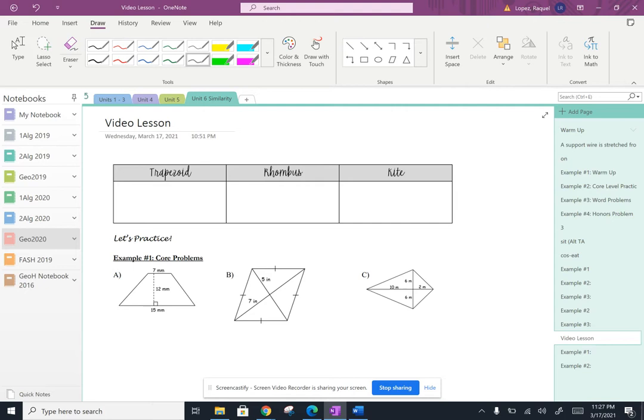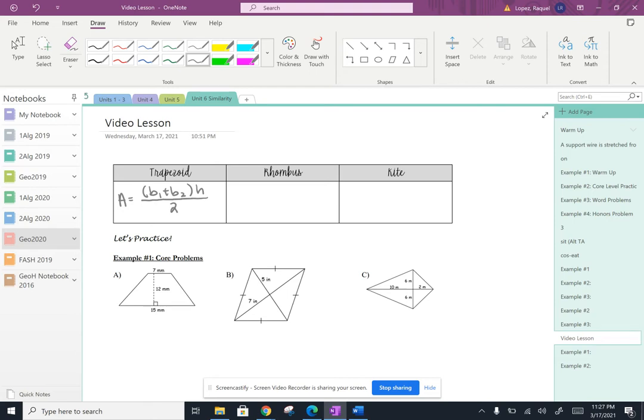Okay, so here are the following formulas for all of the shapes that I just listed. To find the area of a trapezoid, we are going to add both of our bases, because trapezoids have two bases, multiply that by the height, and divide by 2.